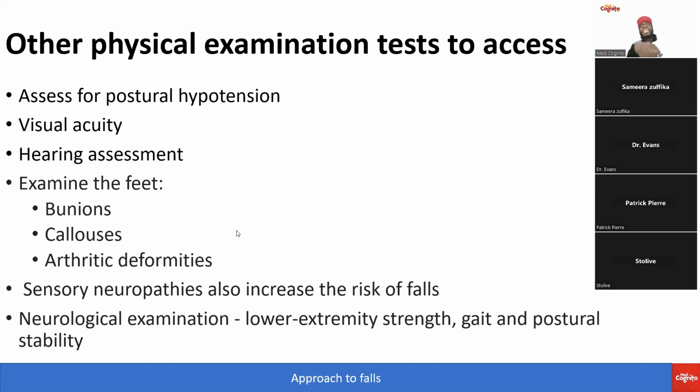And then you also want to check if the patient has any neuropathies, because we saw that diabetes was one of the risk factors. So if the patient has diabetes, the patient may have peripheral neuropathy, and that can affect mobility. And then you want to do a neurological exam, lower extremity strength and gait for this particular patient. All right? Physical exam.